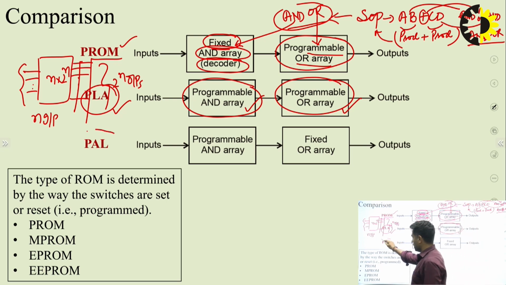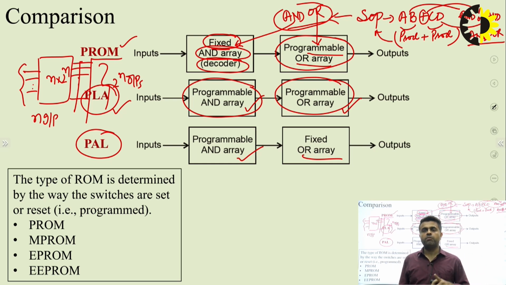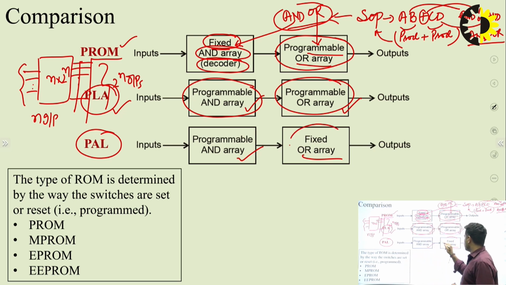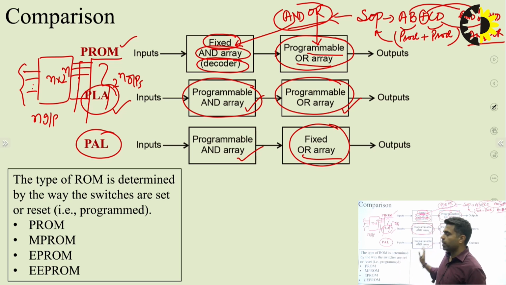But in case of PAL, the AND array is programmable, but the OR array is fixed. That means I can use the number of AND gates as per my convenience. I can decide whatever will be the input of the AND gate as per my convenience, but the output of the AND gates will be connected in a fixed manner to the OR gates. That means the connection of the OR gates cannot be changed once they are made. So the OR part is fixed in PAL. So this is the basic difference between PROM or ROM, PLA and PAL.